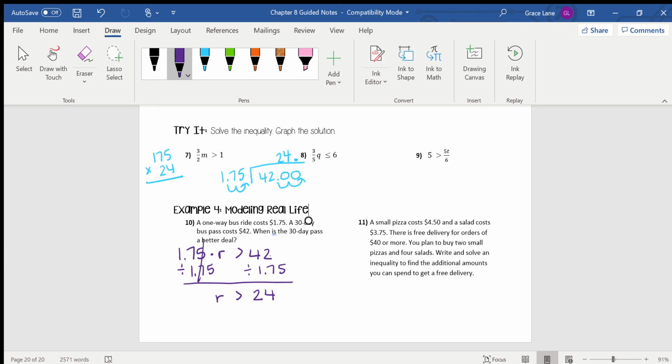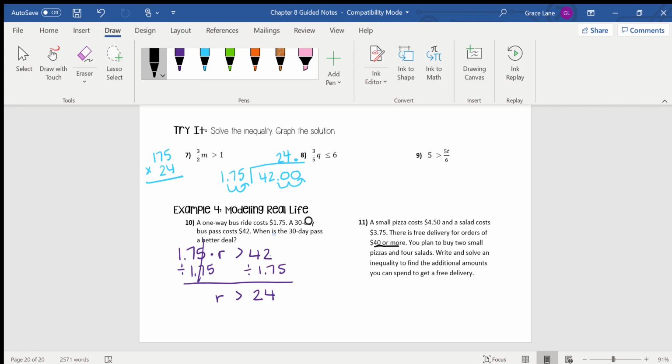Okay, number 11, a small pizza costs $4.50. A salad costs $3.75. There is a free delivery for orders of $40 or more. You plan to buy 2 small pizzas and 4 salads. Write and solve an inequality to find the additional amount you can spend to get a free delivery. And so right here, when it says $40 or more, that means you can pay $40 exactly or more than that and you'll get the free delivery.